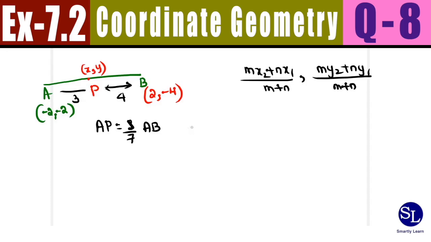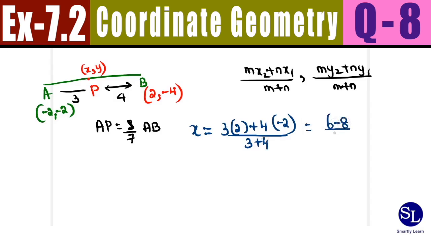So you can directly apply the formula now. X is equal to (3 into 2 plus 4 into -2) divided by (3 plus 4). So this is (6 minus 8)/7, which is -2/7. Now let's do the same thing for the y coordinate.